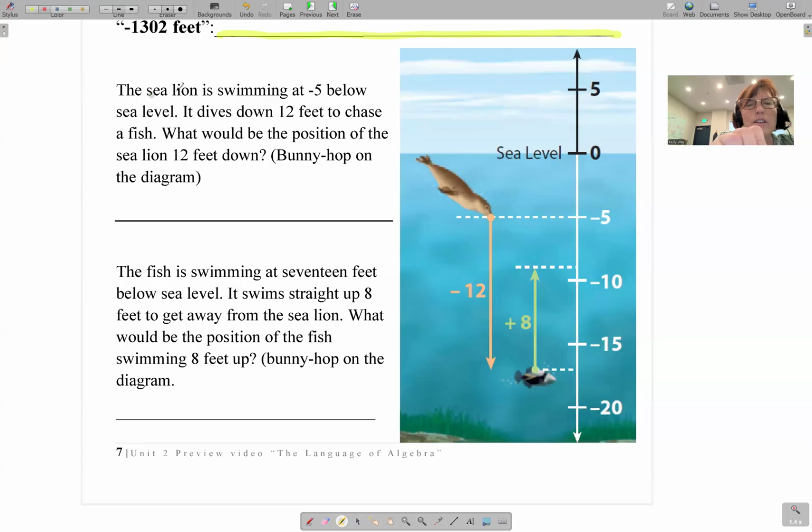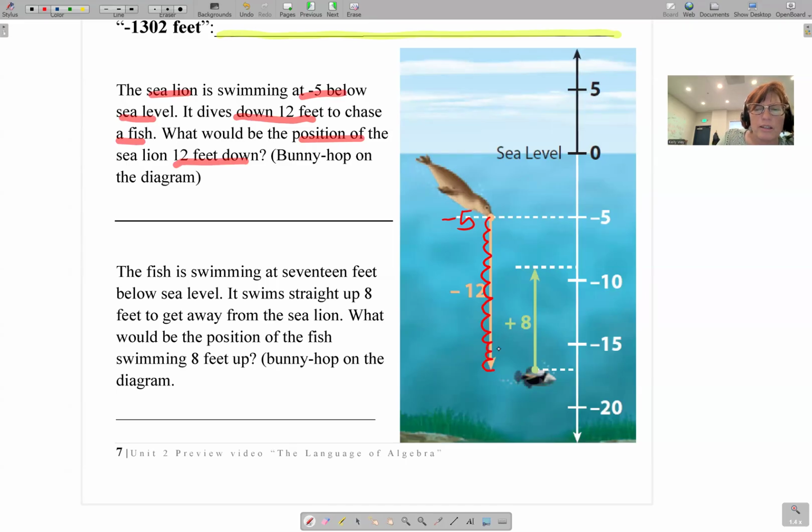A sea lion is swimming at negative 5 feet below sea level. He dives downward 12 feet to chase a fish. What would be the position? 12 feet down. So he's starting at negative 5 feet, and he dives downward 12. 1, 2, 3, 4, 5, 6, 7, 8, 9, 10, 11, 12.